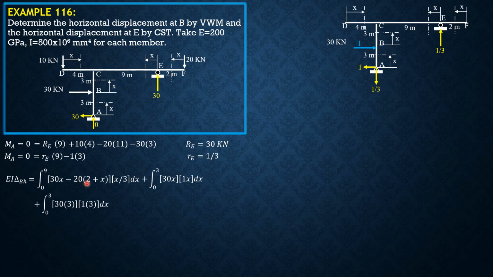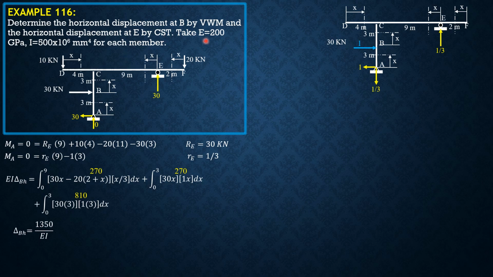So using your calculator there, or by simplification and manually evaluating the integral, the first integral is 270, the second integral is 270 also, and the third integral is 30 times 3 times 3 times 3. That should be 810. So combining, the horizontal displacement at B is 1350 over EI.